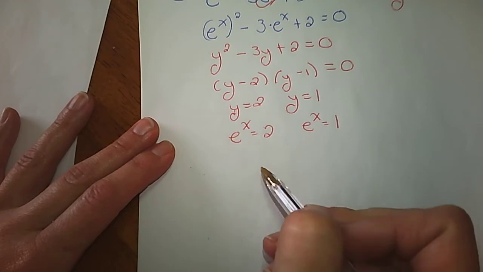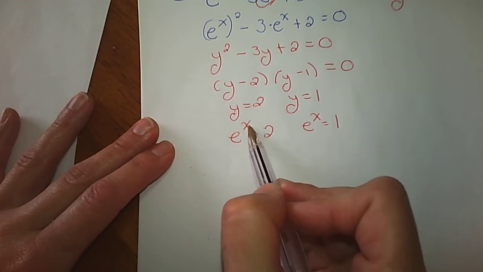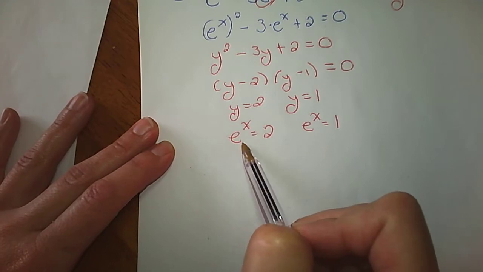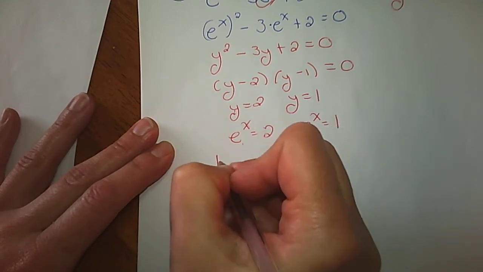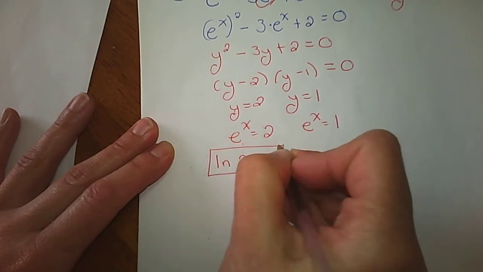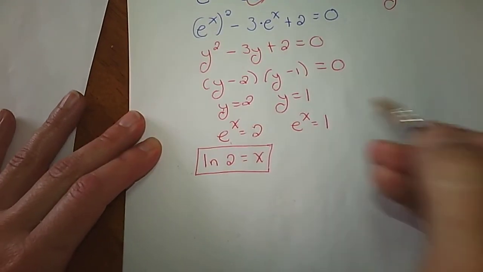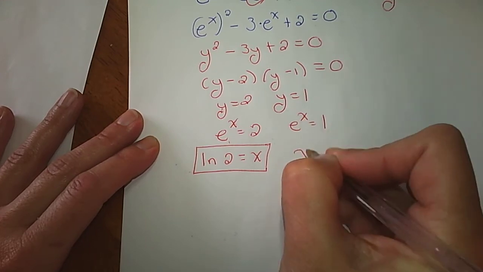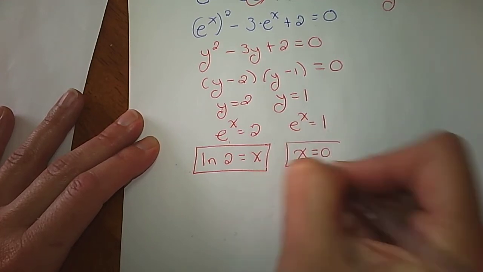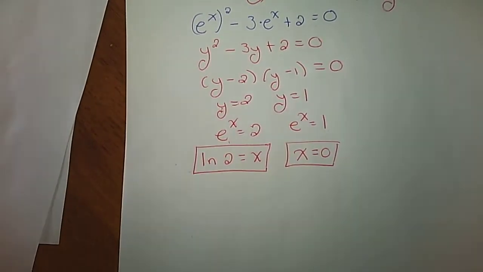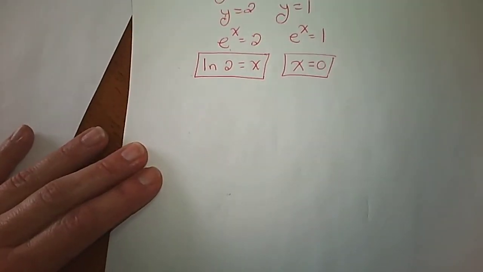And then we're going to use logs to solve it. Anytime there's an x in the exponent, we use logs to solve. And because it's e, we're going to use the natural log. So it becomes the natural log of 2 equals x. So that's one of the answers. And this one, what exponent makes anything turn out to be 1? 0. So those are the two answers for number 1a. All right. Now let's do 1b.